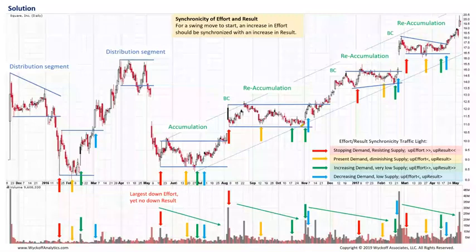I guess initially the things that I look for is lower highs and lower lows, and that would sort of define the up bias. Okay. Yeah, that definitely would help, right?